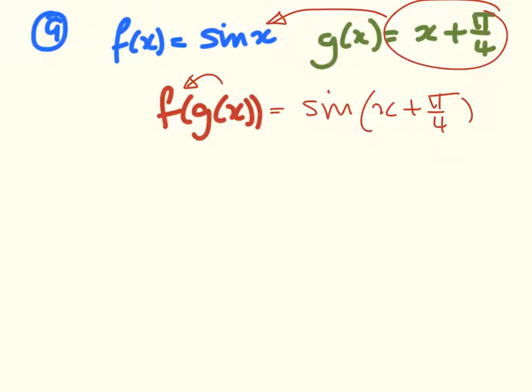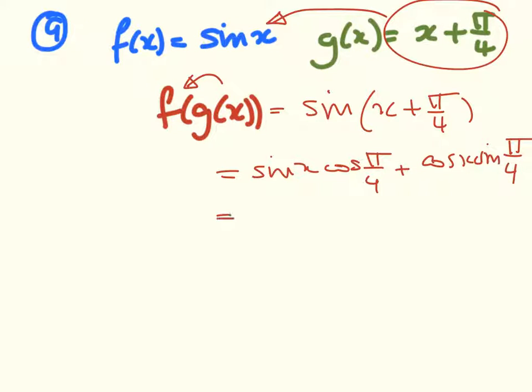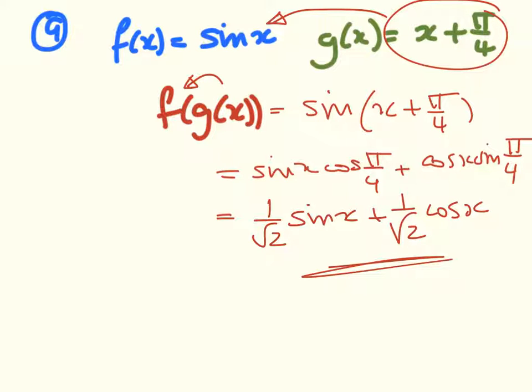Now looking at the answer, there aren't any brackets, so what we need to do is expand this into sin x cos pi upon 4 plus cos x sin pi upon 4. Cos pi upon 4 and sin pi upon 4, we know those as exact values. Cos 45, sin 45, both of them equal 1 over root 2. So it gives us 1 over root 2 sin x plus 1 over root 2 cos x, as the question expects.